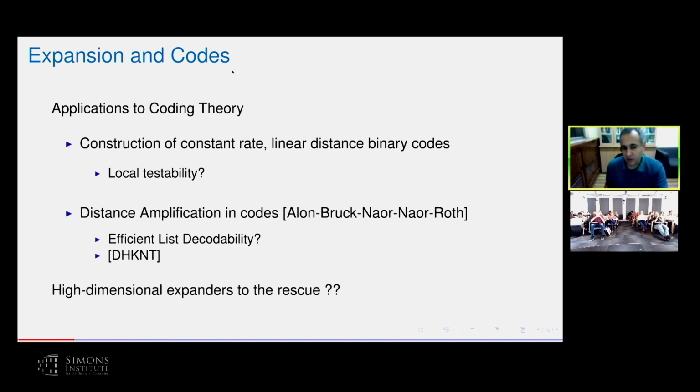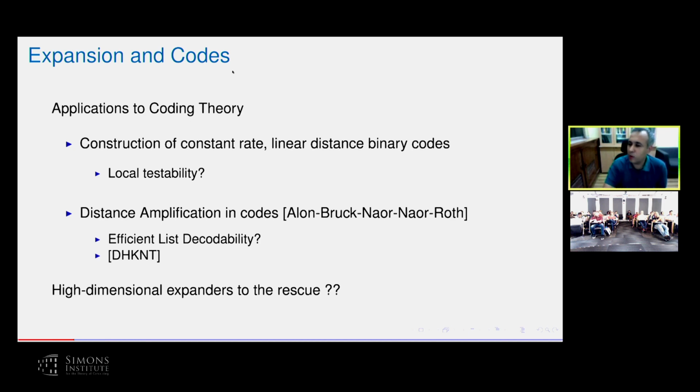This is just sort of wishful thinking at this point of time, but I do feel that high dimensional expanders can play a role in answering this question, and most of the talk is going to be trying to tell why I think so. By the way, the latter result is joint work with Irit, Tali, Inbal, and Amnon.